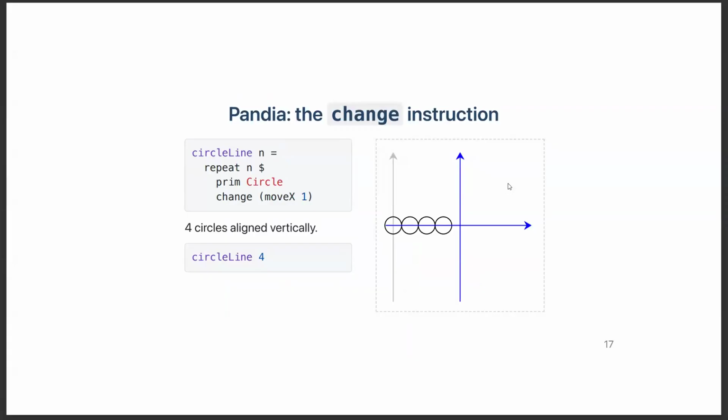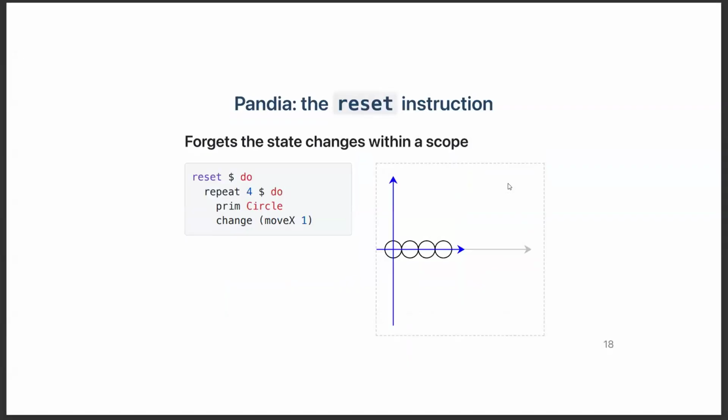We can use the repeat instruction from the turtle graphics language to do this 4 times, for instance. You notice that the turtle is 1 to the right to the last circle it drew. Now, the reset instruction allows to forget about any state change that happened within its scope. So here the scope is the whole program, actually, and we forget about the turtle moving to the right. So actually forgetting that means we are back to the origin.